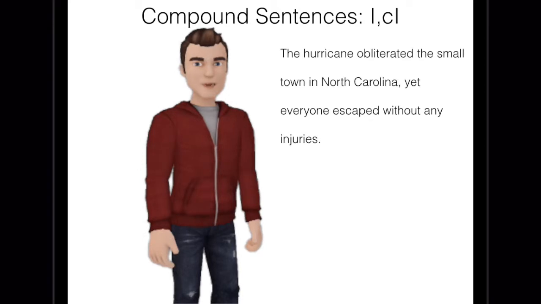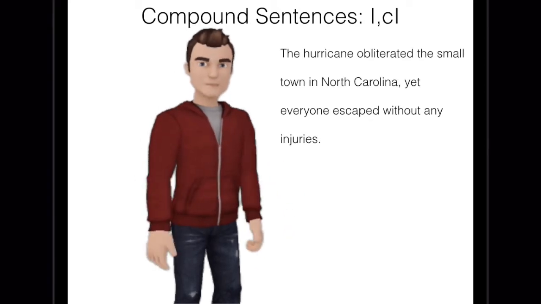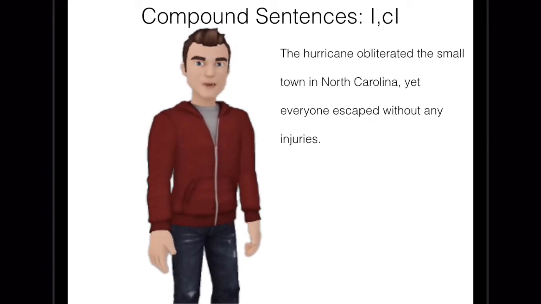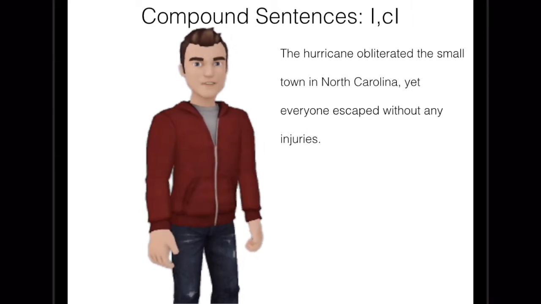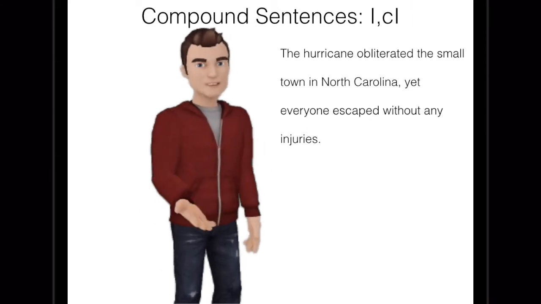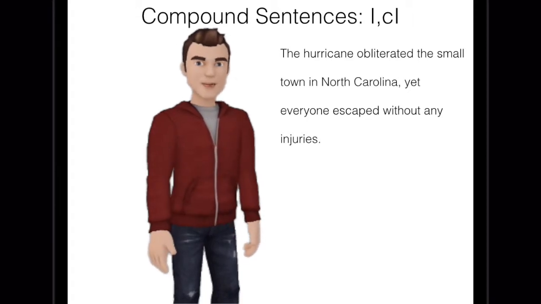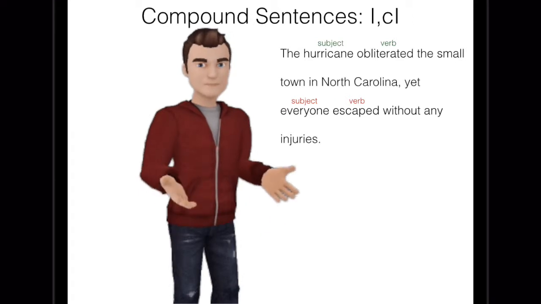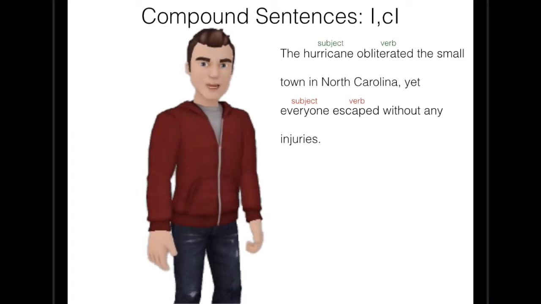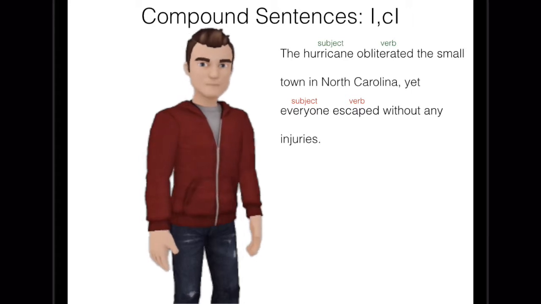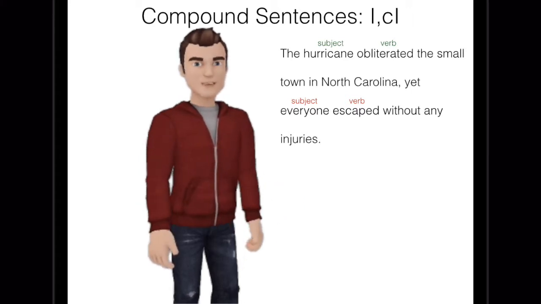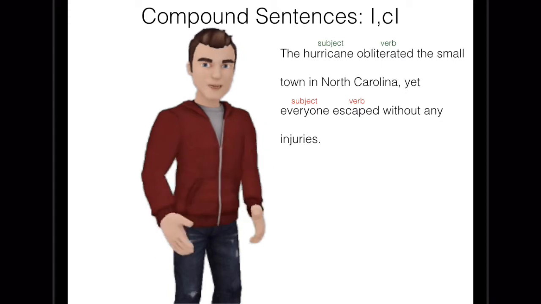In this first example, we have: the hurricane obliterated the small town in North Carolina, yet everyone escaped without any injuries. So the first thing that we need to do is look for our first independent clause, and we can do that by looking for the subjects and the verbs. So we have hurricane obliterated. Then we have everyone escaped as the subjects and verbs in our next independent clause. And then combining those together is a comma and a conjunction.